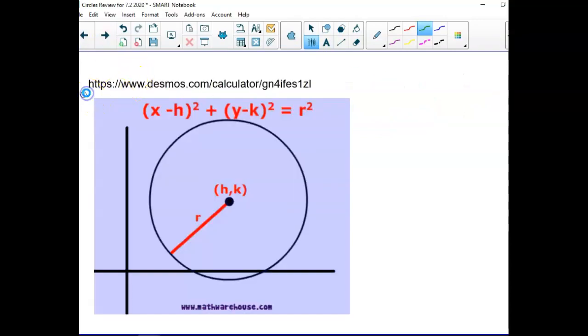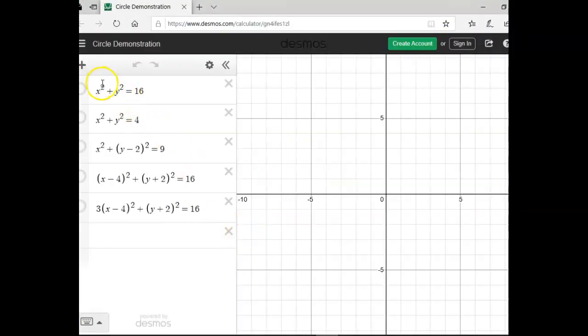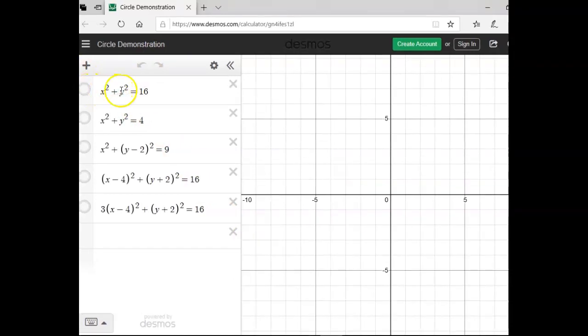I have a cute little app here. So when we have this equation, x squared plus y squared, where's the center, guys? 0, 0. And the radius? 16 is not, yeah, the radius is the square root of that, which is 4, right there. What happens when we do this one? x squared plus y squared equals 4. The radius will be 2, but it's at the same center.